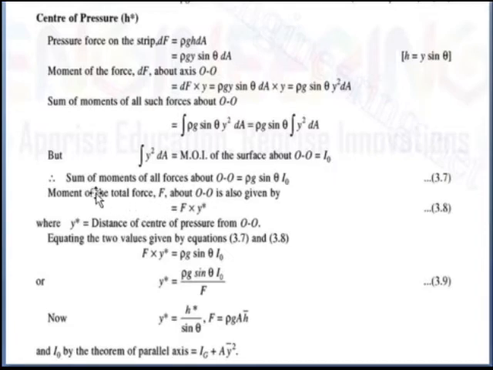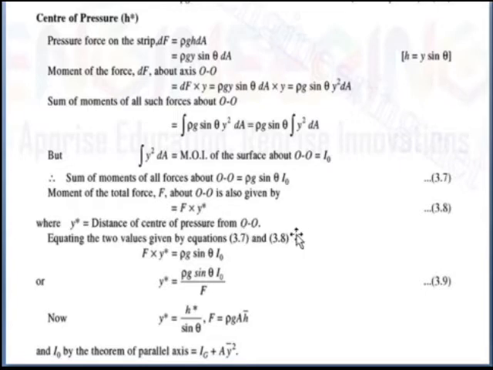Then the sum of moments of all the forces about OO is equal to rho g sin theta, and y square dA is nothing but I naught. So we get rho g sin theta I naught, equation number 3.7. Then the moment of force F about the OO axis is given by total force into y star, where y star is the distance of the center of pressure from the axis OO.